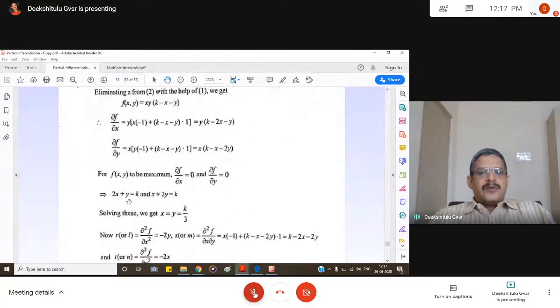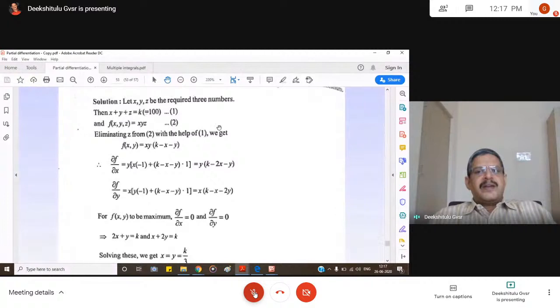We get 2x plus y is equal to k, x plus 2y is equal to k. Here, why I am using k is that it can be any constant, it need not be 100, even constant k. In general, you can take k, whatever value you want, 100 or 1000 or 1 lakh, you can substitute there, nothing bothers.